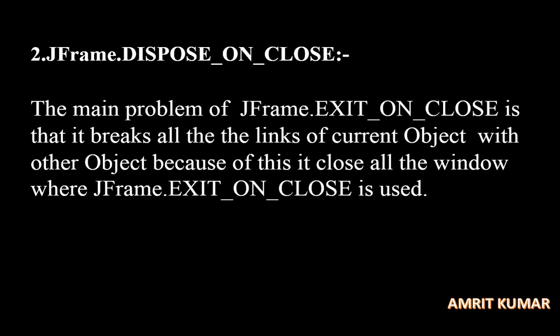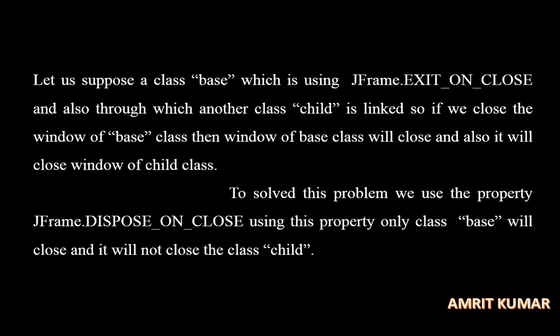This problem was solved by JFrame.DISPOSE_ON_CLOSE. Let us suppose a class Base which is using the JFrame.EXIT_ON_CLOSE property, and another class Child is linked through it. If we close the window of the Base class, the window of the Base class will close and it will also close the window of the Child class. That was the main demerit of using JFrame.EXIT_ON_CLOSE. To solve this problem, we use the property JFrame.DISPOSE_ON_CLOSE. Using this property, only the Base class will close and it will not close the Child class.